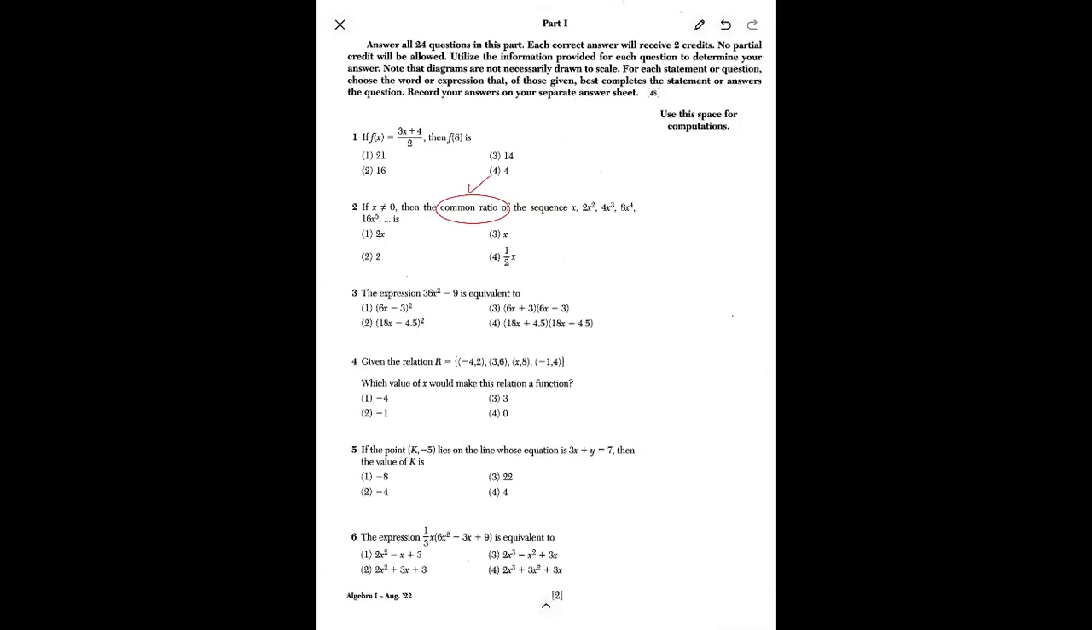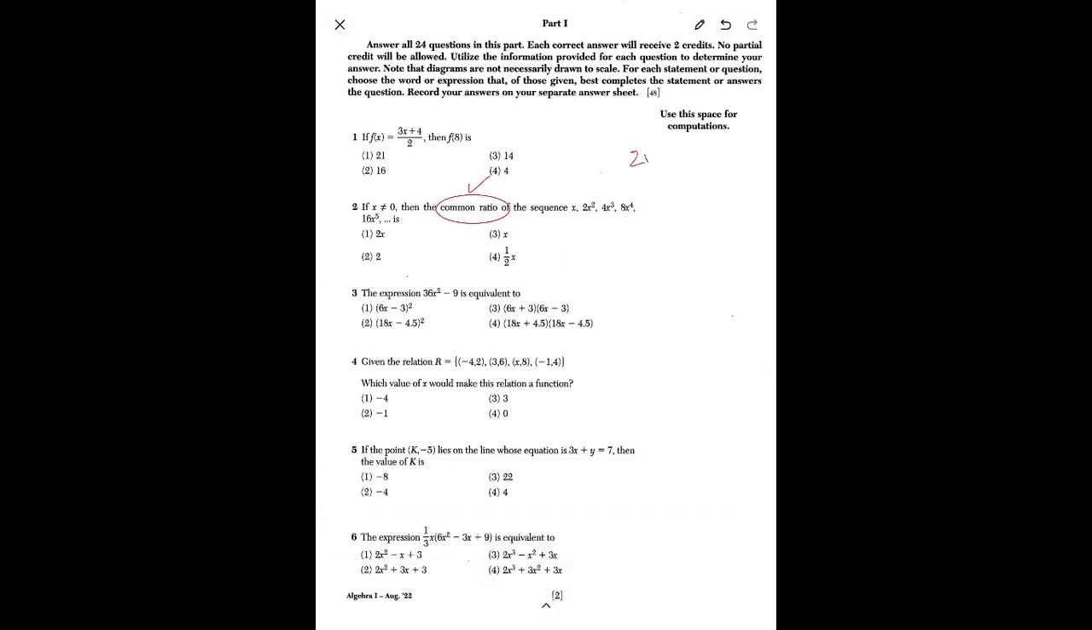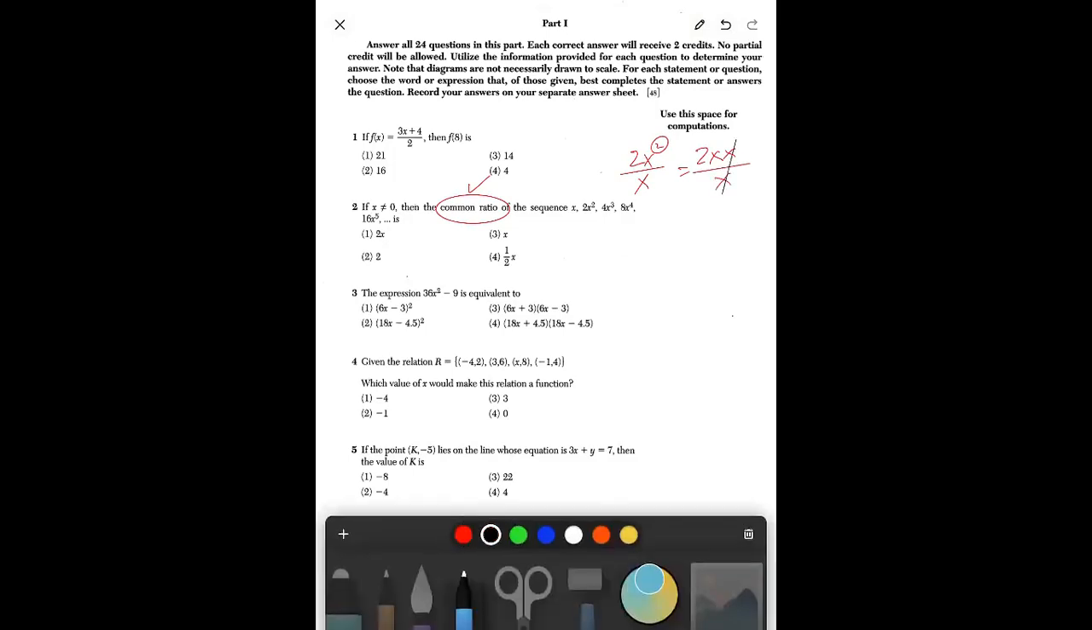Now, the way that you would do this is basically you're just going to divide 2x squared by the previous term, which is x. So this would be 2 times x, because that's what the square means, over x. And then you can just cancel these x's, so you're left with 2x. So that would be this, but we got to check a couple others.